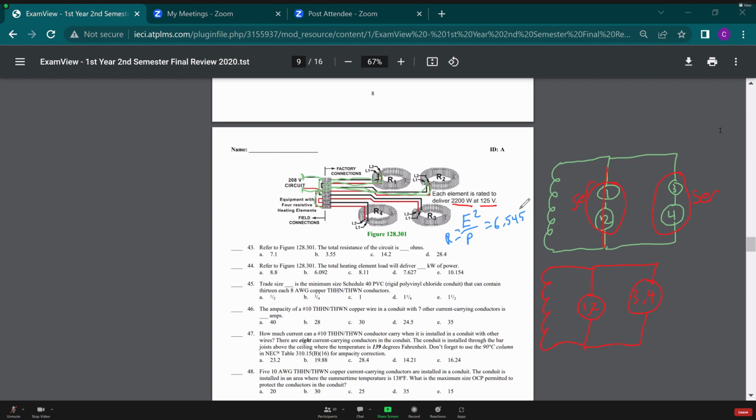Now I can apply this resistance to each of my elements. In doing that, because I'm series connected for 1 and 2, 3 and 4, I can add those two together. If I add my resistances in series, I'll get 13 point what? 7.1 for resistance? 7.1? Yeah. 125 squared over 2200.